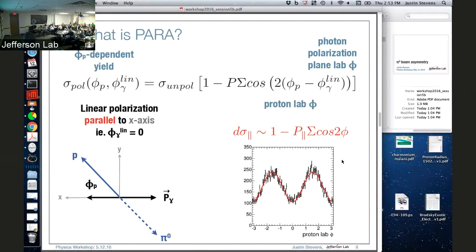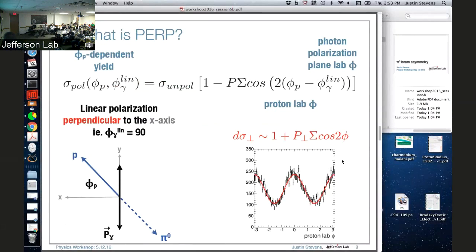You can just fit this distribution to get the phi dependent yield, and you extract out this guy. But if there was some inefficiency as a function of phi, you'd really like to have something orthogonal to that to cancel that acceptance. And so we take another orientation, which is perp. So in this case, the linear polarization is perpendicular to the x-axis. So now the polarization vector is going this way, and we've left the production plane for the proton and pi 0 in the same place.